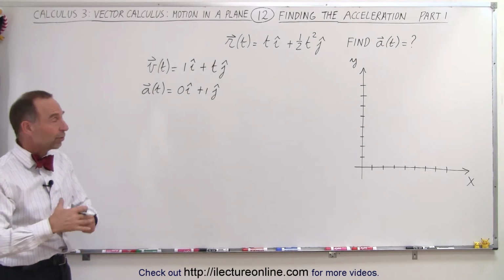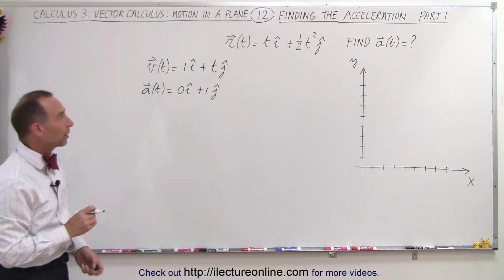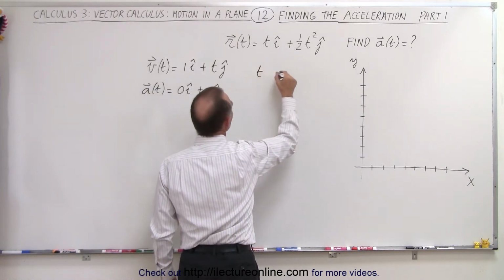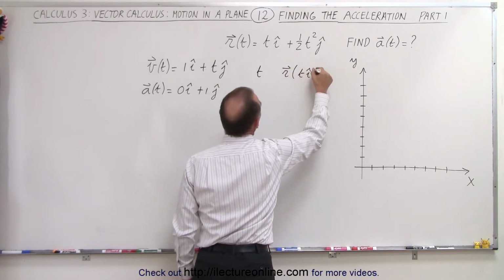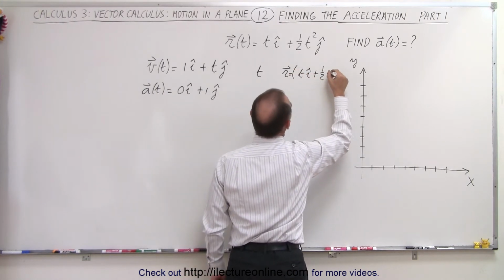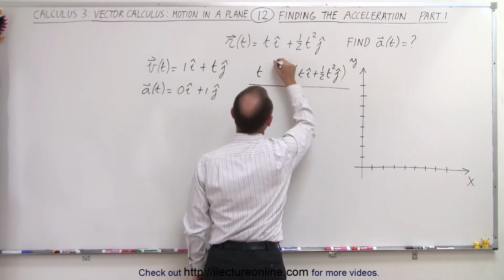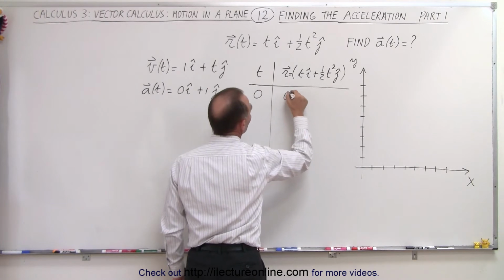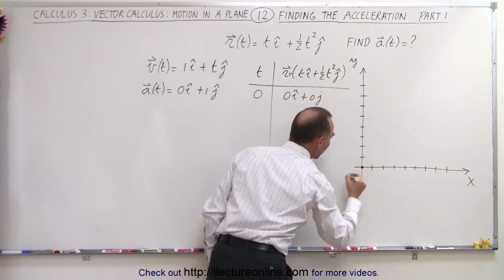What we're going to do is set up a table of values, plug in some values for t, and see what position the particle will have as it moves along the curve. So here we have the variable t, and then r, which of course is t in the i direction, plus 1/2 t squared in the j direction. When t is equal to 0, r is equal to 0 in the i direction plus 0 in the j direction, which means we are at the origin.